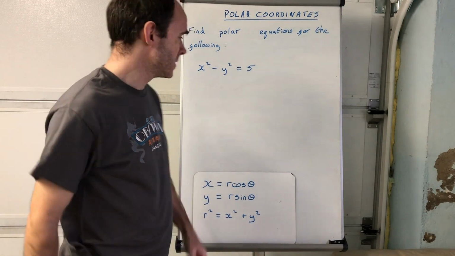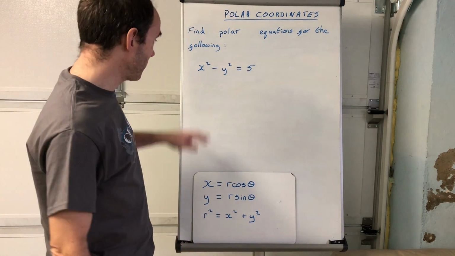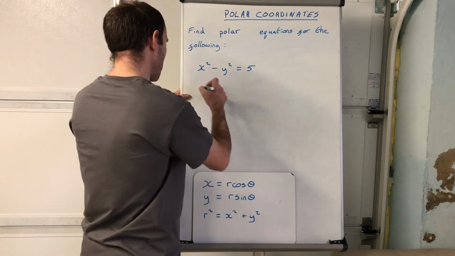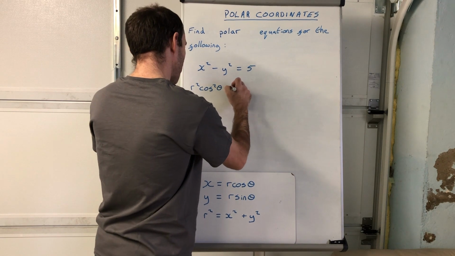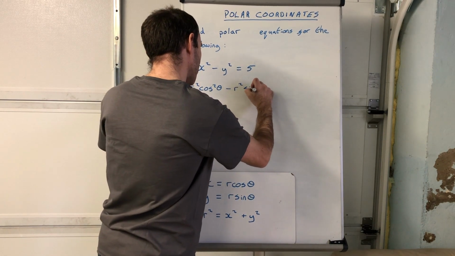Okay, next one. So x squared minus y squared equals 5. Again, the method is wherever you see x and y, just substitute these in. Okay, so the x squared, that will be r squared cosine squared theta, and then the y squared, that will be r squared sine squared theta.